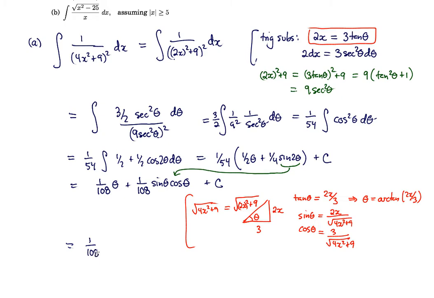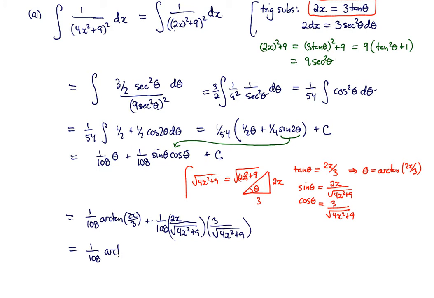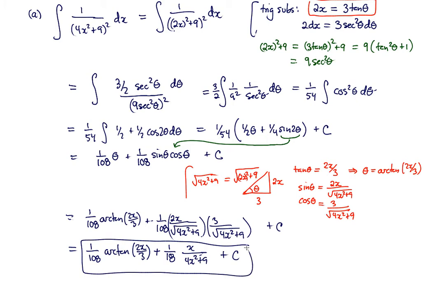And so our solution is then 1/108 times arctan of 2x over 3 plus 1/108 times sine, which is 2x over the square root of 4x squared plus 9, times 3 over the square root of 4x squared plus 9, which becomes 1 over 108 arctan of 2x over 3, and this becomes 6 over 108, so that's 18 in the denominator, x over 4x squared plus 9, and then we've got our plus c still hanging on. And so there's our antiderivative.